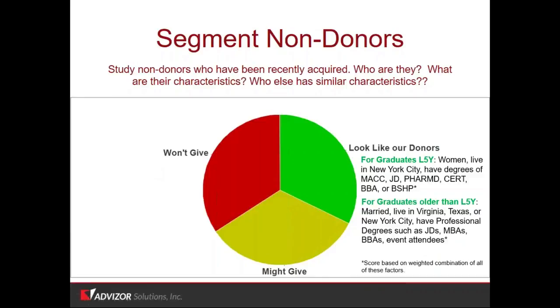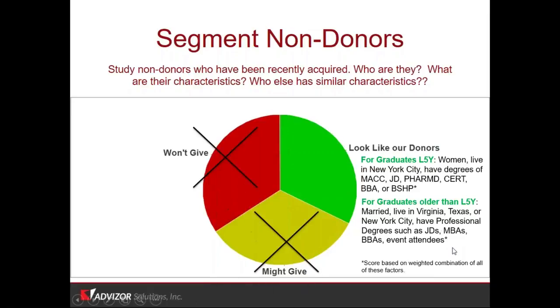And here's an example from some recent work. In this world, you have to break it into graduates less than 5 years and graduates older than 5 years, because the less than 5 years are not going to have graduate degrees. Their job levels are going to be lower. There's a whole set of things where they're going to look very different than the older graduates. And here's a set of characteristics that the model produced that describe the non-donors who were recently acquired out of the young alums, and this is for the older ones.